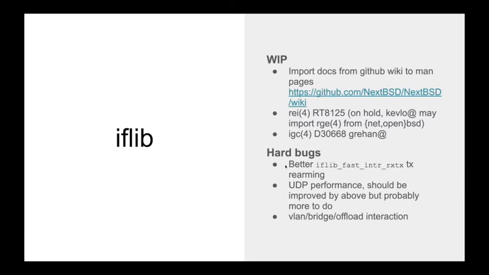Then there's a few hard bugs. This is what I was hinting at earlier. The primary problem in iflib that I see right now is we combined the MSI-X interrupt vectors for transmission and receive. There's good reasons to do this.